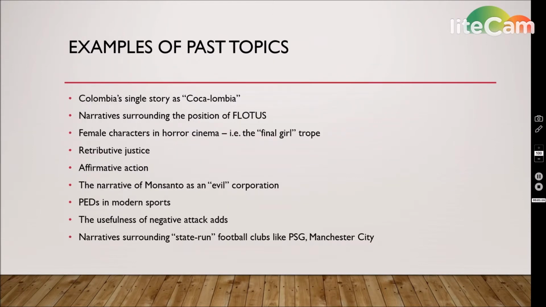Here are some examples of past topics that students have done with this assignment. And we'll actually get to read an essay based on this first one, Colombia's single story, as Co-Colombia, as the student put it, with its history with the drug trade. The narrative surrounding the position of the First Lady of the United States. Female characters in horror cinema, i.e., the final girl trope. Retributive justice, affirmative action, and the narratives that surround those issues. The narrative of Monsanto as a quote-unquote evil corporation. The narratives around performance-enhancing drugs in modern sports.